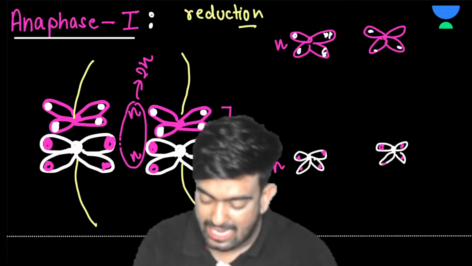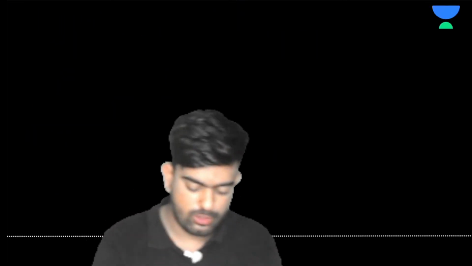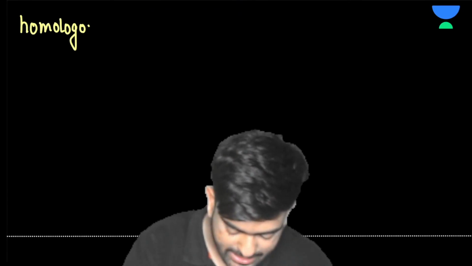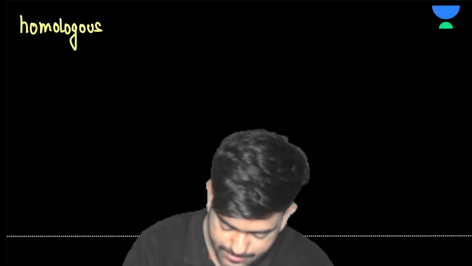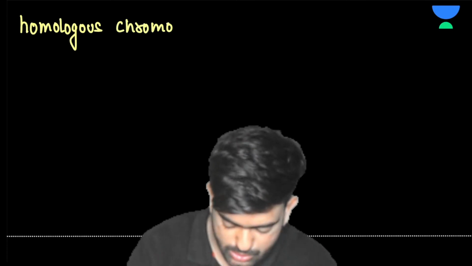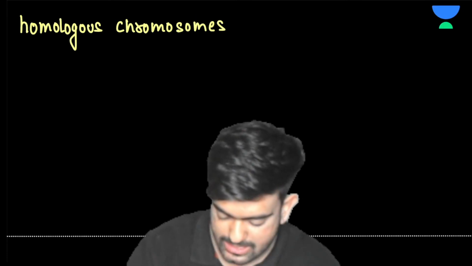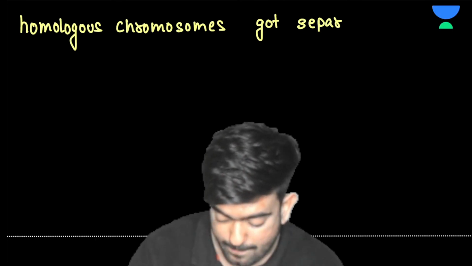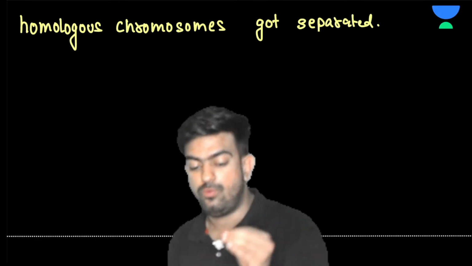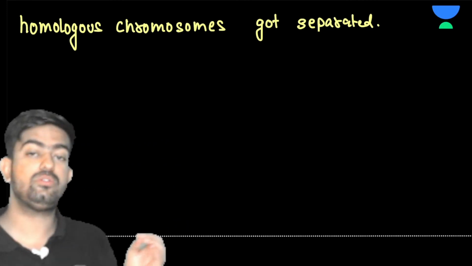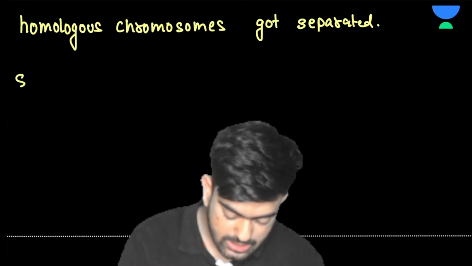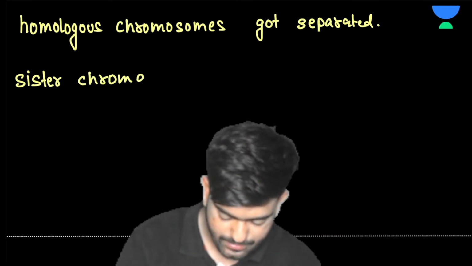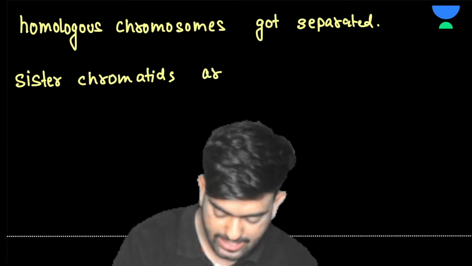Clear? So I will write here that homologous chromosomes in anaphase 1, what happened? Homologous chromosomes got separated. Yes, sir. Very good. But sir, what about the sister chromatids? So sister chromatids are still intact. Sister chromatids are still intact.